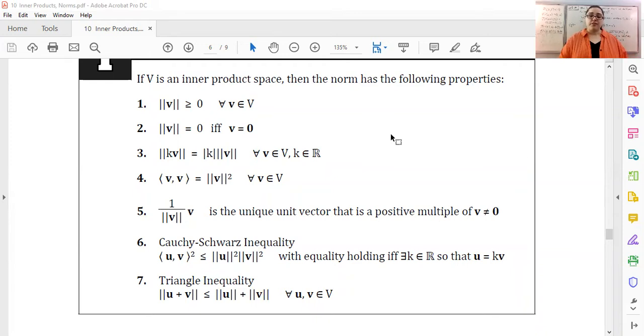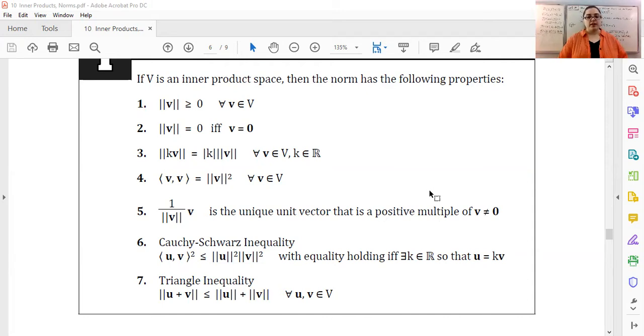Then we also have that the norm of a vector is equal to 0 if and only if the vector itself is equal to 0. That harkens back to part 5 in our definition for inner product. If you take the inner product of a vector with itself, you get something that's bigger than 0. So if you take the square root of something bigger than 0, you're going to get something that isn't 0. So the only way you're going to get a norm of 0 is if you have the 0 vector.